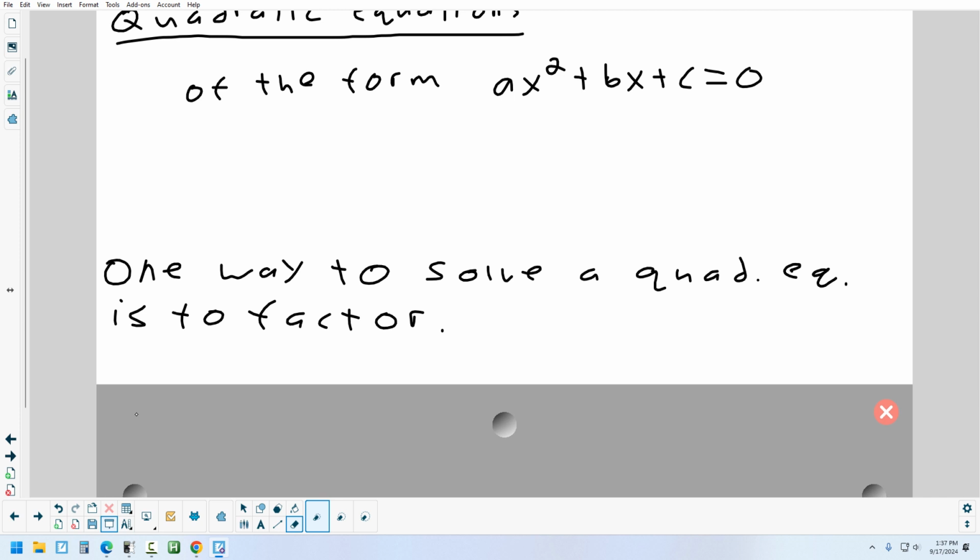One way to solve a quadratic, if the numbers work out nicely, is to factor it. What's the other way? If you can't solve a quadratic by factoring, you have to use a different formula. Does anyone remember the name of it? The quadratic formula. Yep. So we're going to do the quadratic formula as the last problem we do. This one we're going to do by factoring.